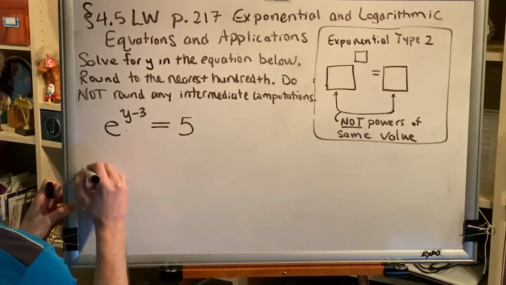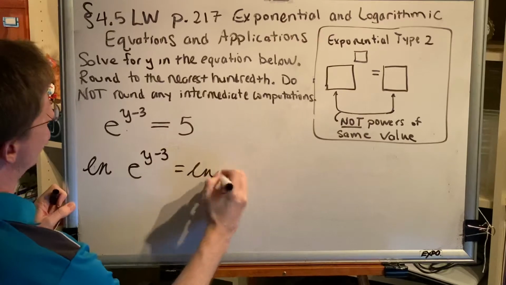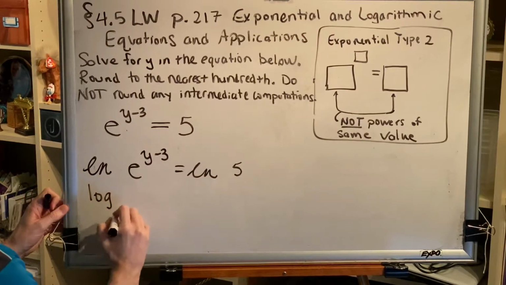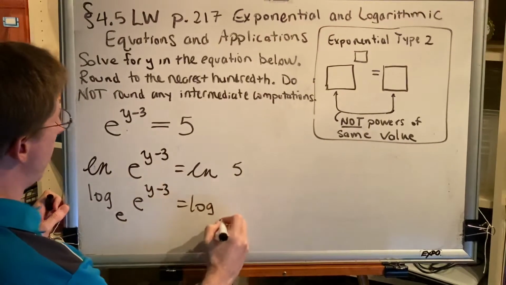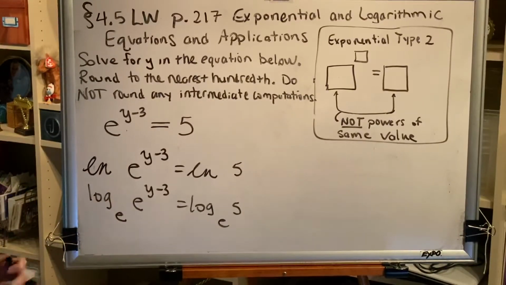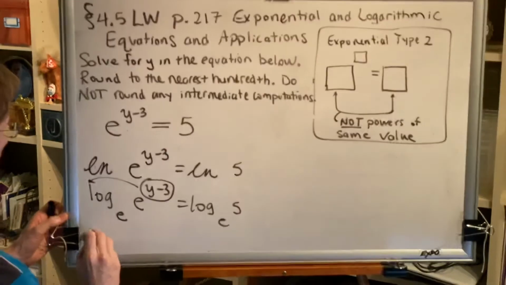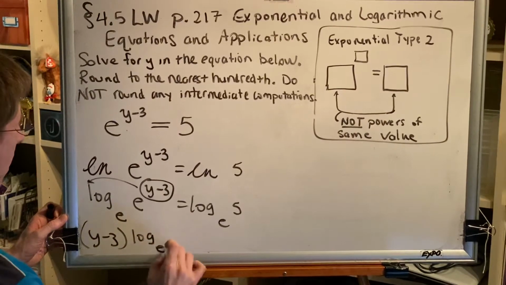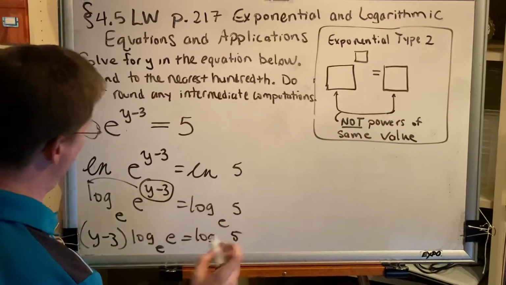So I'm going to write the natural log of e to the y minus 3 equals the natural log of 5. If you prefer, you can write this as log base e of e to the y minus 3 equals log base e of 5. They're the same thing. ln is the same thing as log base e. All right, so I've got an exponent on my argument. I'm going to move that to the front. So I get y minus 3 in parentheses times log base e of e equals log base e of 5.